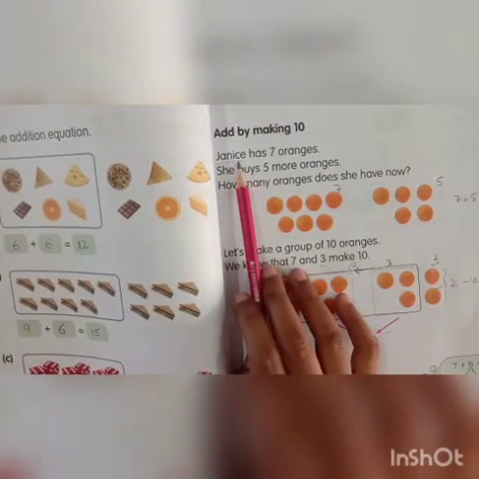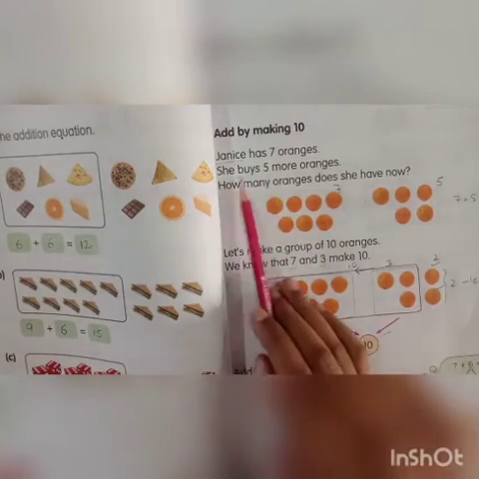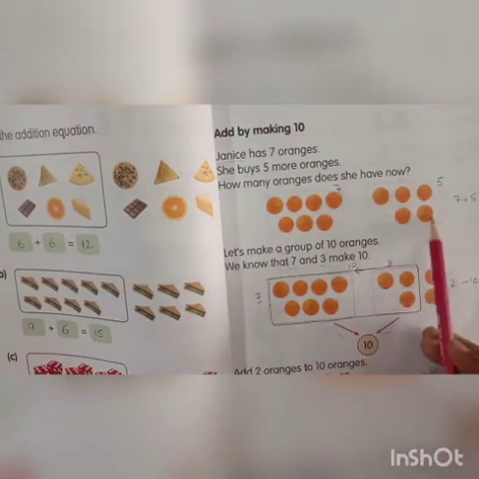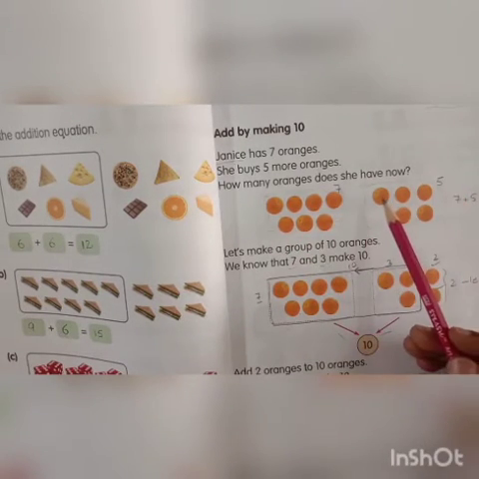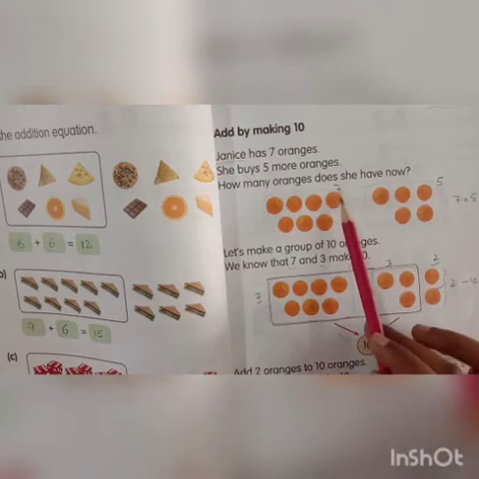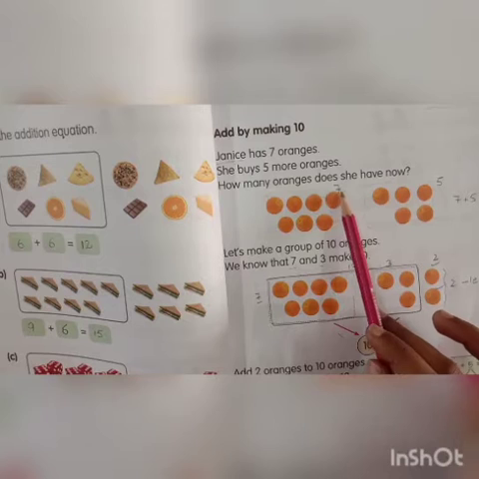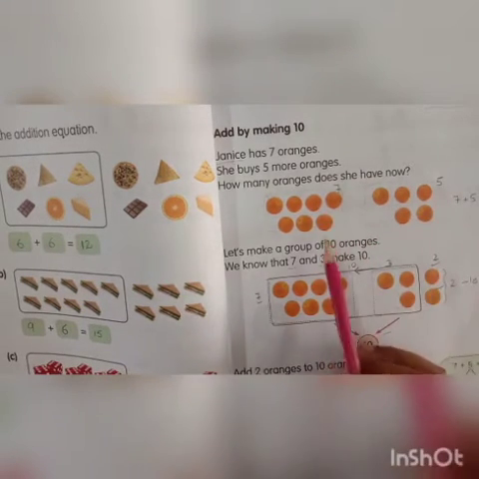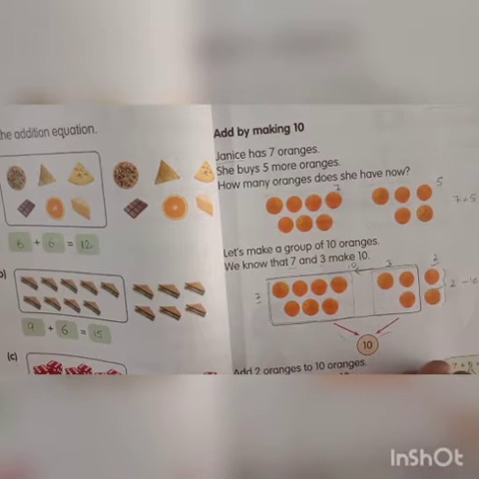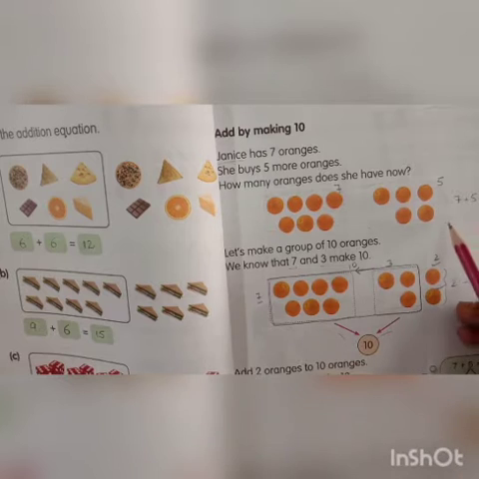Janissa is the name of the girl. She already has 7 oranges like this. She buys 5 more oranges like this. How many oranges does she have now? As we all know, to get the answer we have to add these two numbers. But they are explaining to us that when we add different numbers we get the same answer.